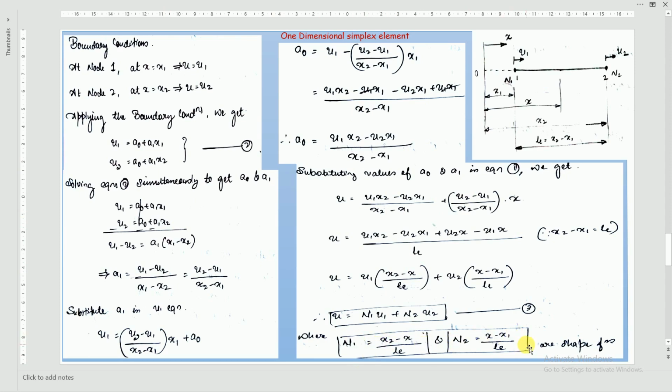In the viva questions also it might be asked, what are the shape functions for a 1D bar element in global coordinates? You have to tell n1 equal to x2 minus x divided by LE and n2 equal to x minus x1 divided by LE. Okay, there is one more slide. Then we'll wind up today's class. Problem we'll do in tomorrow's class.